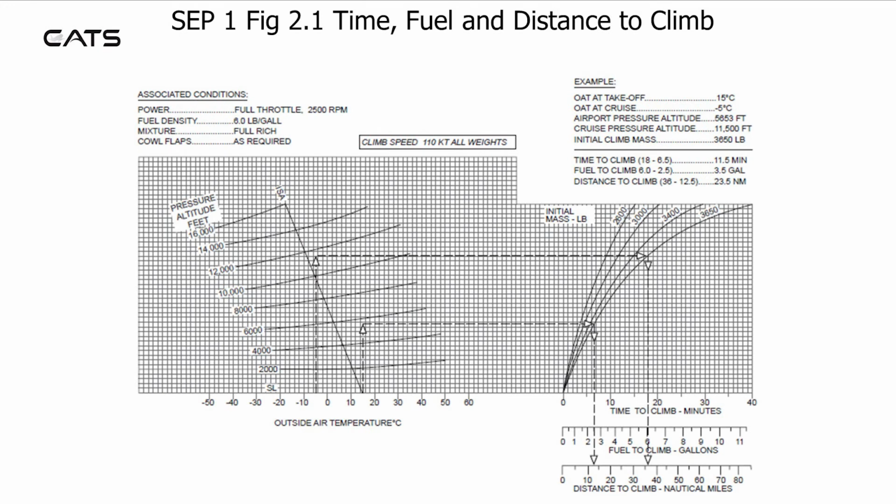This is figure 2.1, time, fuel and distance to climb. An example is given on the graph, starting with outside air temperatures at takeoff and at the cruise. Travel upwards to the particular altitudes, then travel horizontally right to the initial mass, drop down to get values for time to climb, fuel to climb and distance to climb. Subtracting one from the other, you can find out what the time to climb, fuel to climb and distance to climb will be.